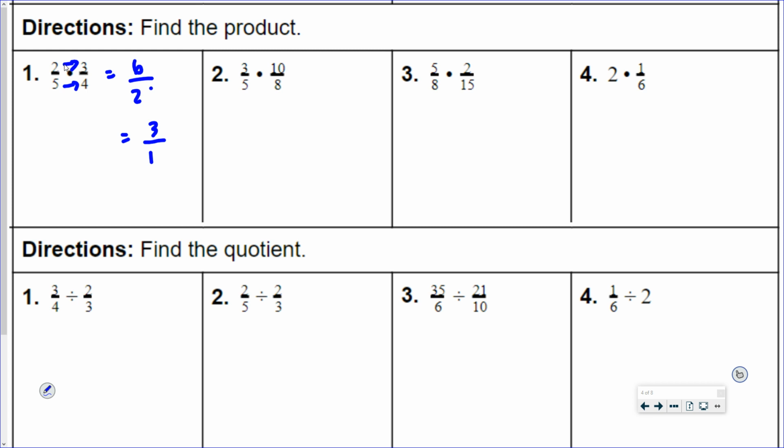Out of curiosity, did anybody simplify before they multiplied? No. Wait, what? You can do that? Yeah, I'll show you in a second. Oh, you can do like the 2 and the 4.